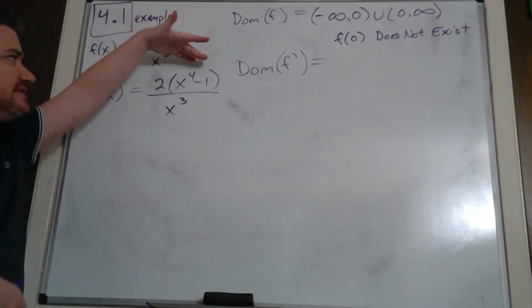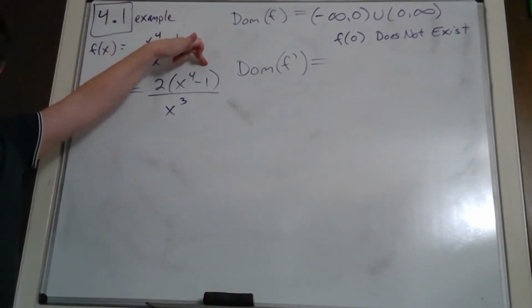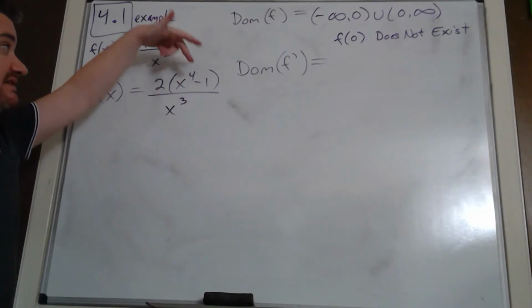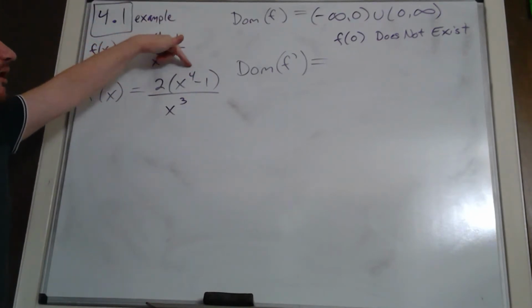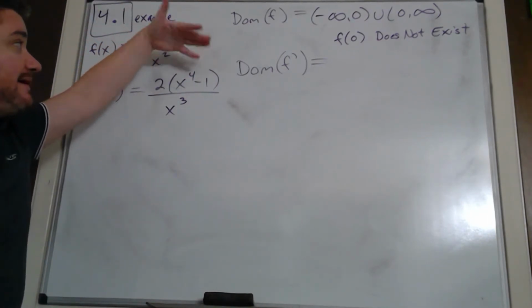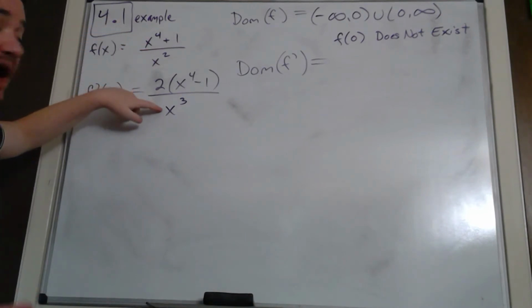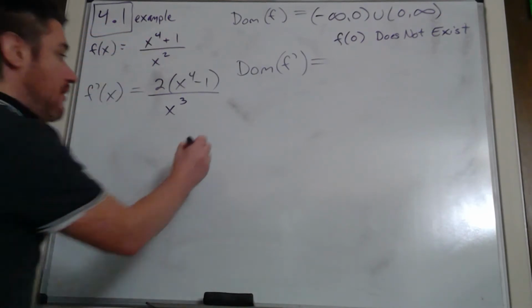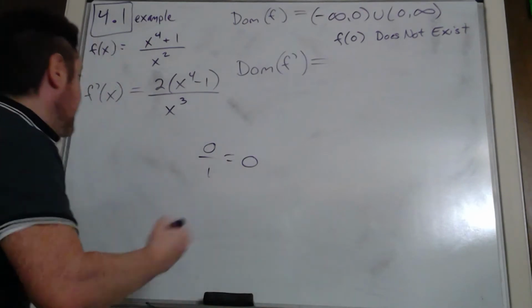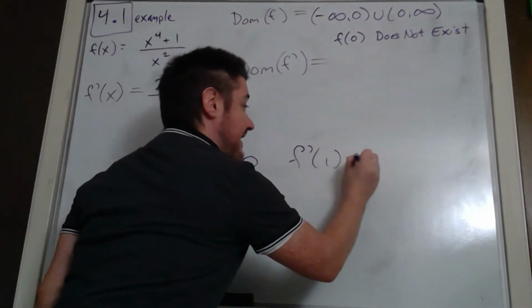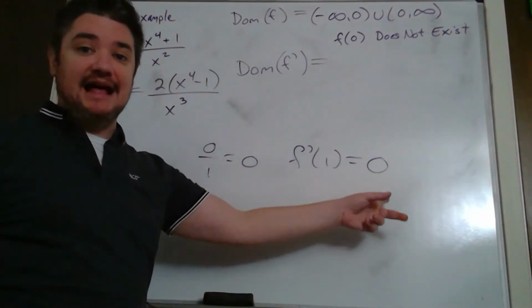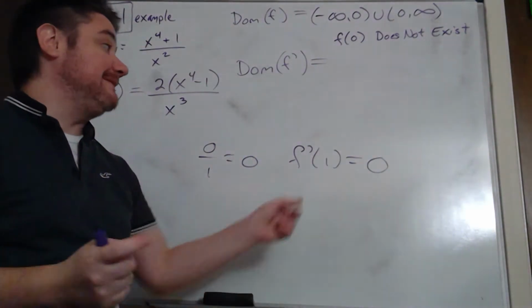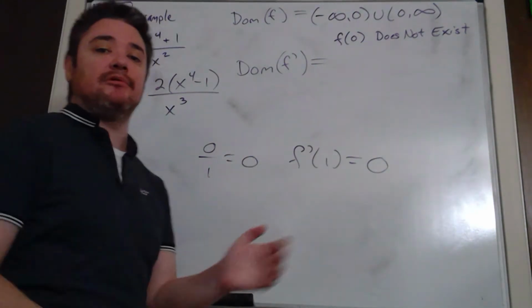And as I mentioned in the previous video, or in general, the top can be 0 as long as it doesn't make the bottom 0. So for instance, 1 to the fourth is 1 minus 1 makes the top 0. The bottom then is 1, so 0 over 1 is 0. That means f prime of 1 is 0. That exists, that's fine, so that there's no problem with that. In fact, we just stumbled on a critical number right there, right?